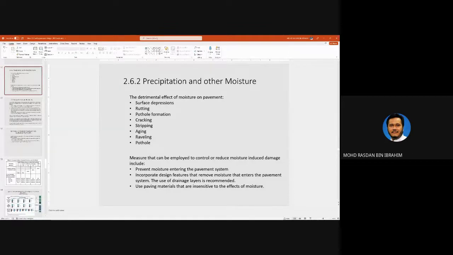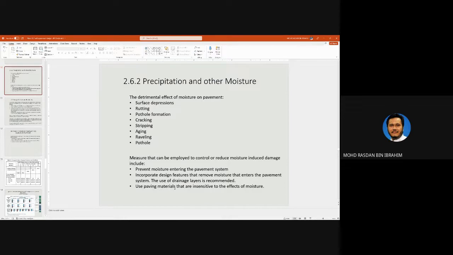Okay, so incorporate design features that remove moisture that enters the pavement system. This normally is geotextile. You have a layer of geotextile or drainage layer here that will actually protect the subgrade from moisture getting in. And then you have the paving materials that are insensitive to the effect of moisture.